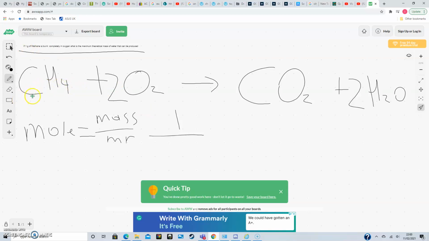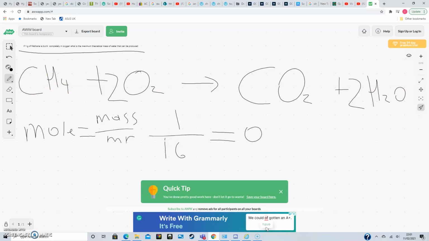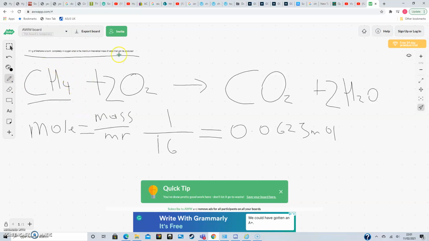And the Mr of CH4 is... Okay, so the Mr of carbon is 12. The Ar of hydrogen is 1. We've got 4 hydrogens, so we do 1 times 4, which is 4, plus the 12, which is 16. So 1 over 16, and the answer to that is 0.0625. So we have 0.0625 moles of methane. Now, the question is asking us what mass of water is produced.